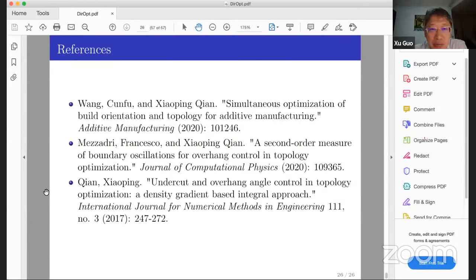Thank you, Professor Qian, for your very interesting presentation. So now it is time for discussion. Any questions or comments?